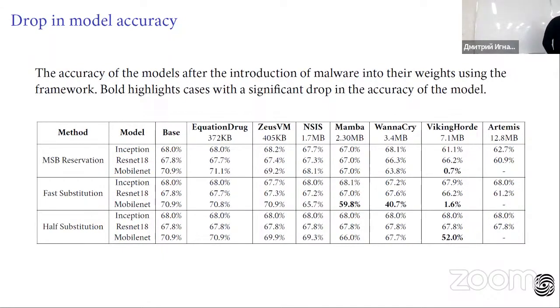For most significant byte fast and half substitution, the results are quite the same as least significant. For the large models, there is no drop of the accuracy; for the medium there can be, but maybe not significant. For small models, the drop in accuracy is severe.